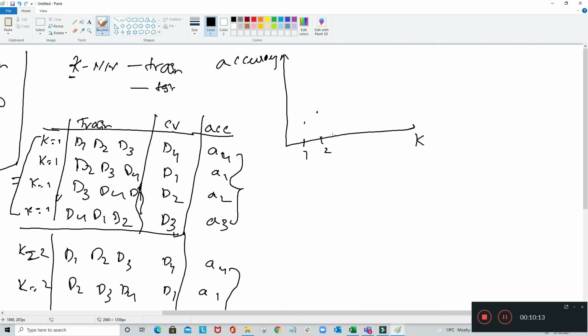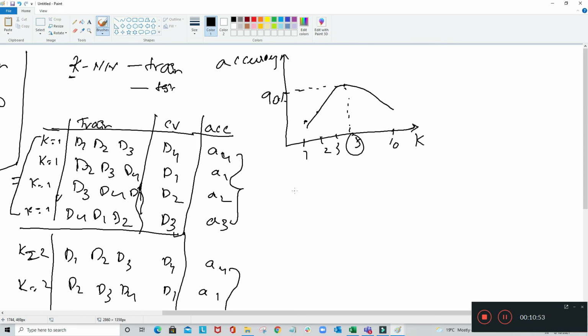So in that case, we'll get a graph till k equals 10. Imagine we'll get our graph maybe like this. So where we get the peak for our accuracy, that becomes the right k. Probably let this be 5, and this may be say 90%.